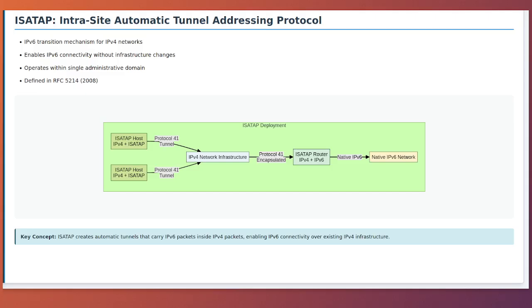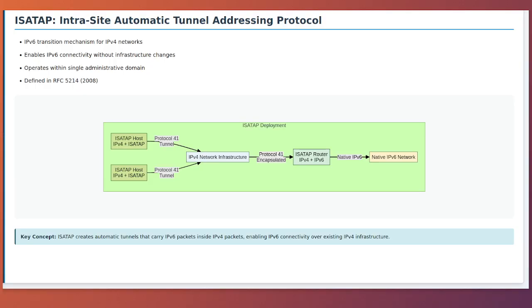The fundamental challenge that ISATAP addresses is this: how do we enable IP version 6 connectivity between hosts on an IP version 4 network without requiring extensive infrastructure changes? Think about large corporate networks that were built entirely on IP version 4. These networks have routers, switches, and applications that may not support IP version 6 natively. Upgrading all of this equipment simultaneously would be prohibitively expensive and operationally disruptive. ISATAP provides an elegant solution by creating automatic tunnels that carry IP version 6 packets inside IP version 4 packets.